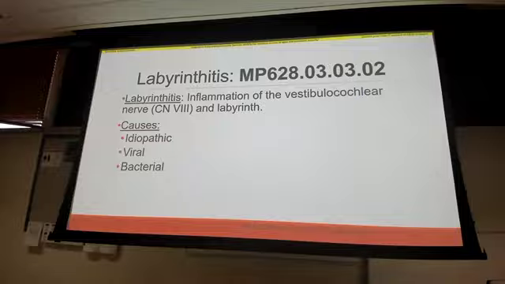No questions, all right. So continuing on, we're still in causes of peripheral vertigo. Labyrinthitis is inflammation of the vestibulocochlear nerve and the labyrinth. Causes: it can be idiopathic but usually it's viral or bacterial.